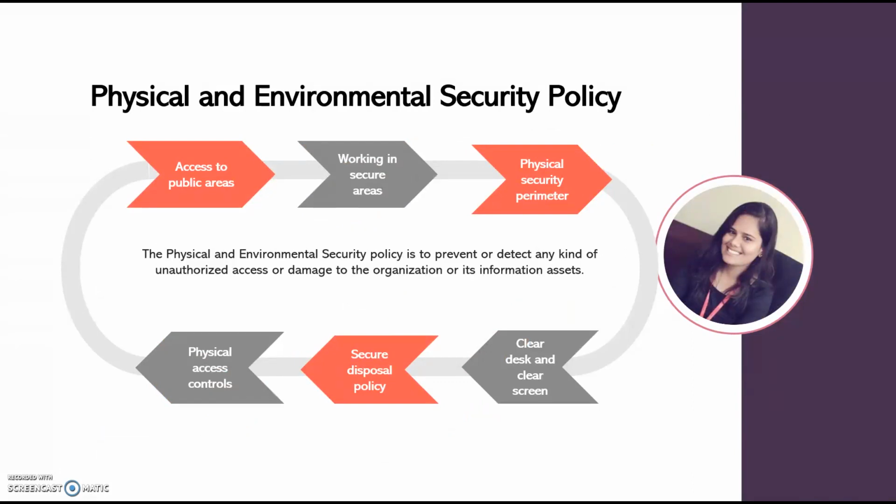Physical and environmental security policies. These security policies are meant to prevent or detect any kind of unauthorized access or damage to the organization or its assets. It is a blend of both information security requirements and traditional security controls. The physical and environmental security policy will outline the importance of restricting access to secure areas, practices followed for safe disposal of damaged systems, how sophisticated equipment is protected from physical damage, and the overall physical security of the building.